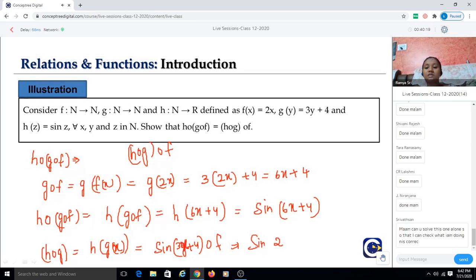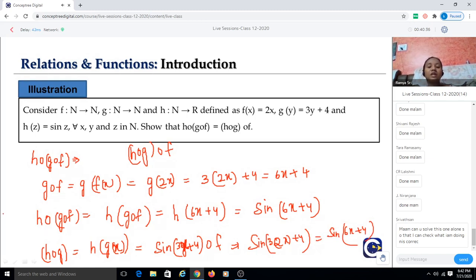So it will be 3x plus 4, and we have our 2x in place of it. So 3 into 2x plus 4, which is equal to sine of 3x plus 4. If you observe, both our LHS and RHS are the same.